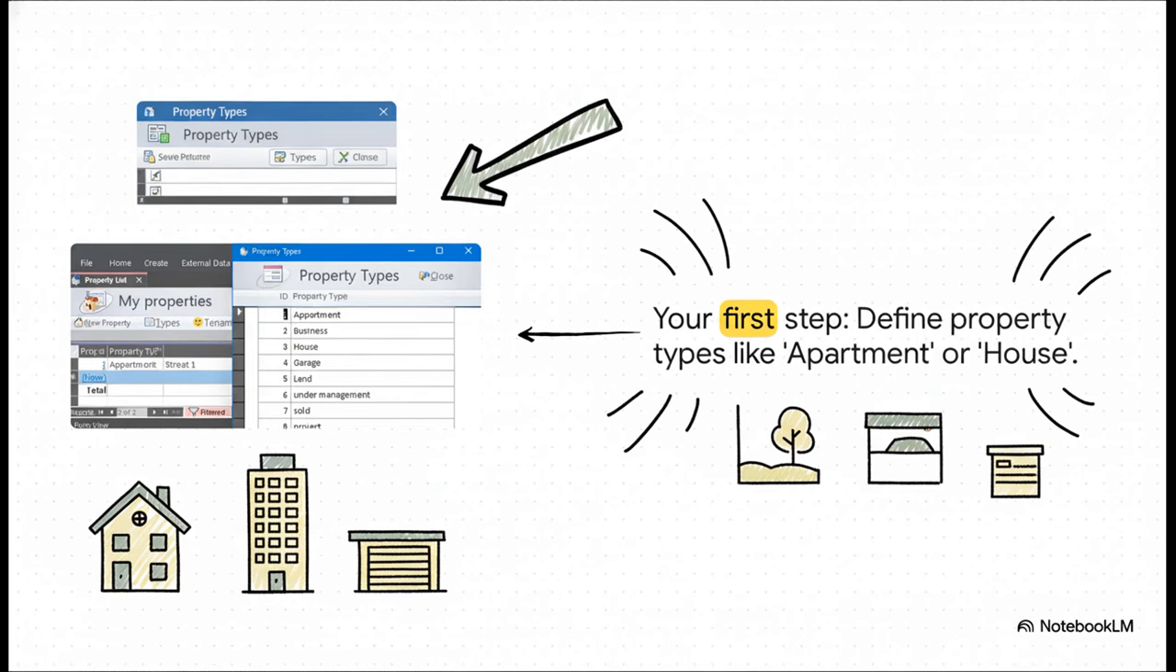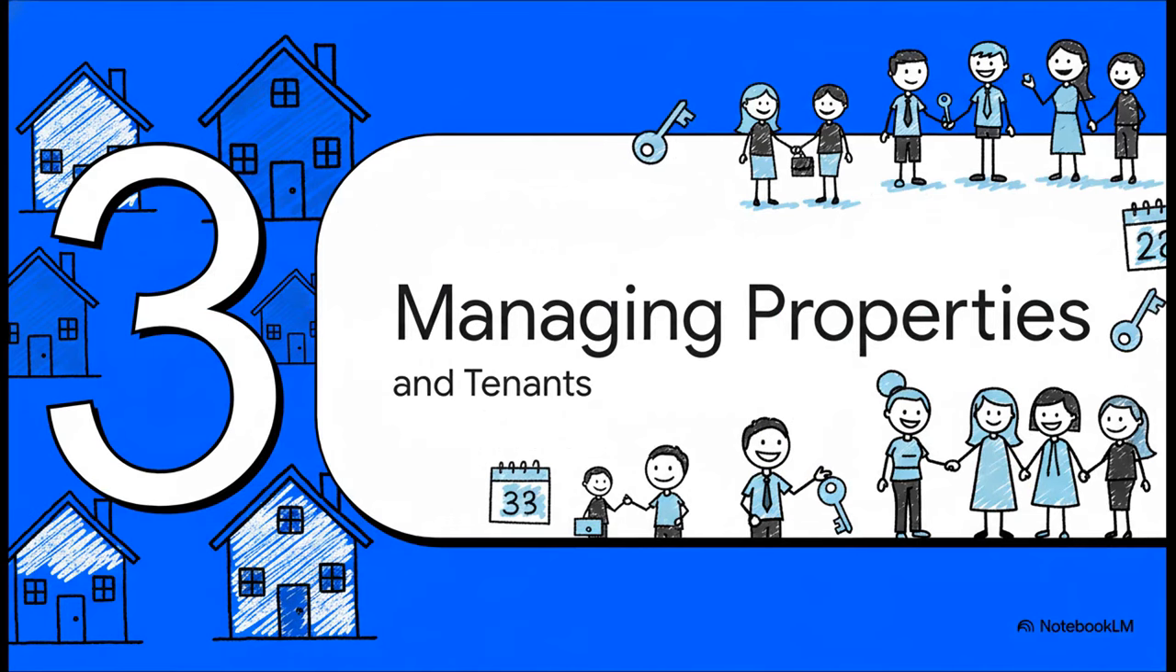Okay, now before you do anything else, this is the most important first step, I promise. Click that Types button to set up your property categories. You know, things like apartment, house, or office space. Doing this first is absolutely crucial because it makes sure everything you enter later on is perfectly organized from the very beginning.